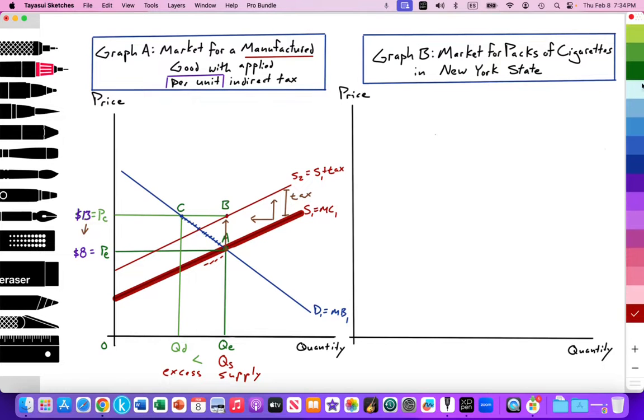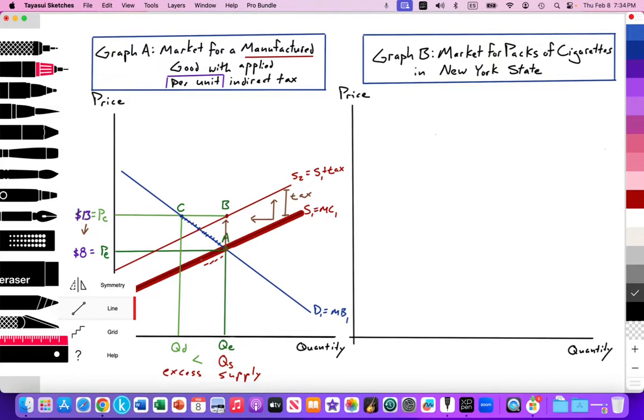See if I can find a color that really pops out here. Maybe we'll use this dark gray. They're going to scale back up until right here. So the quantity supplied is decreasing, all right? Decreasing, decreasing, decreasing. Quantity supplied is decreased to this point.